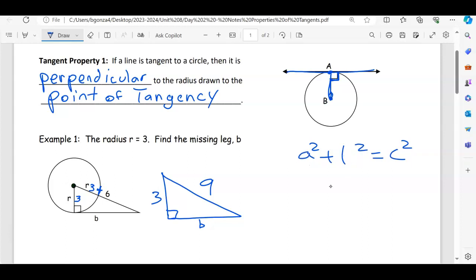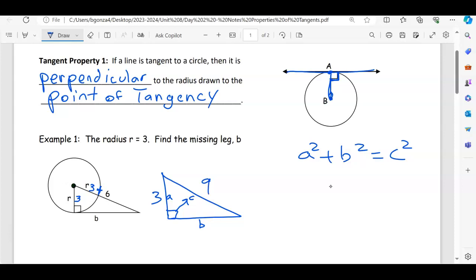Cool. a squared plus b squared equals c squared. Now, which one's a, which one's b, which one's c? So if you remember, a and b are next to the 90, the legs. So this one's a, b is down here, and across from 90 is always c. Cool?